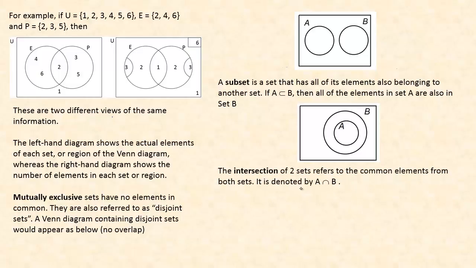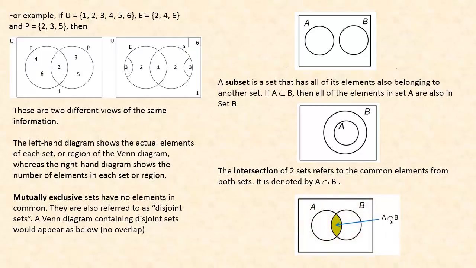The intersection of two sets refers to the common elements from both sets. It's denoted by A intersection B. Most people refer to it as A and B. So that would have been the 2 in this example over here. So in general, it's this bit here.